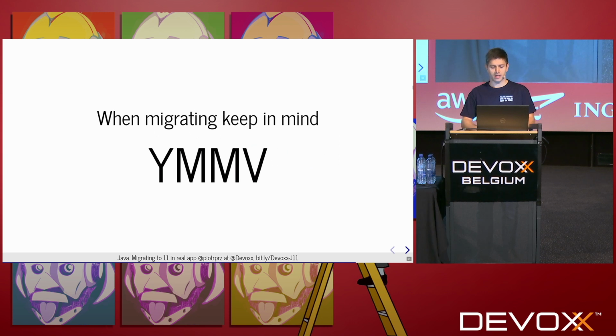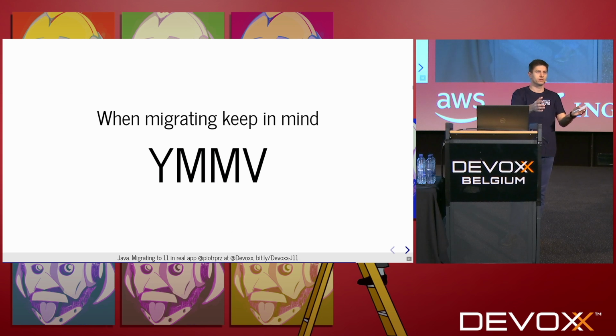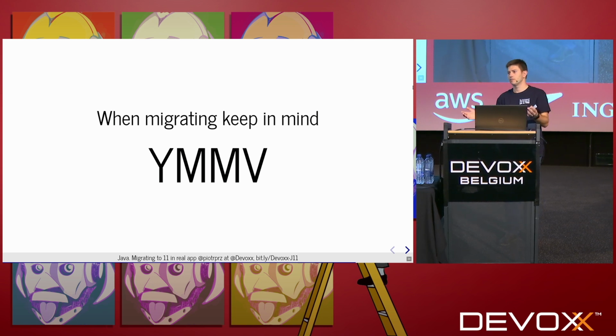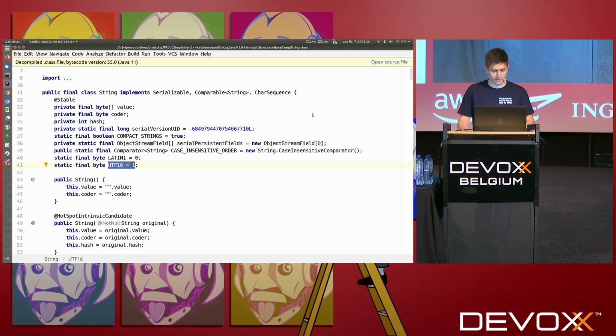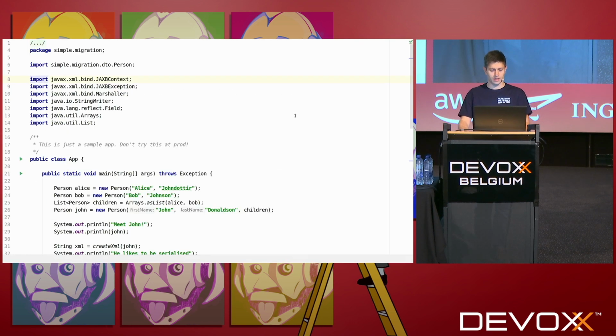Yeah, we've been here. And when migrating your stuff, keep one thing in mind. There are no two identical applications under the sun, right? So your mileage might vary, basically. Your migration might not be the same as the ones I had. And if you want to see a trivial migration, you can go to my GitHub account, and we have a simple application in there.